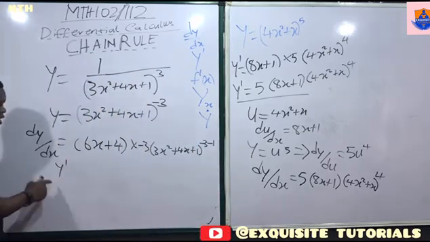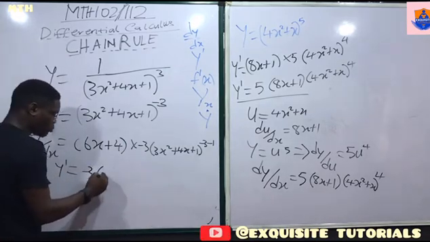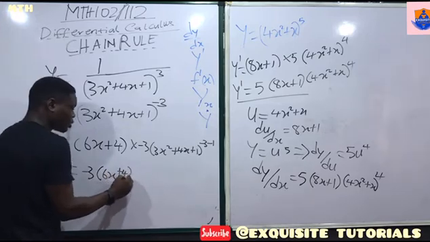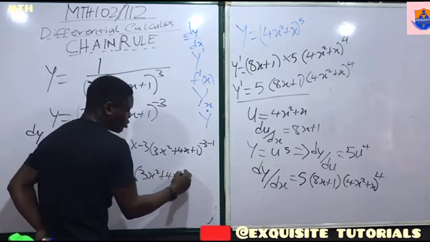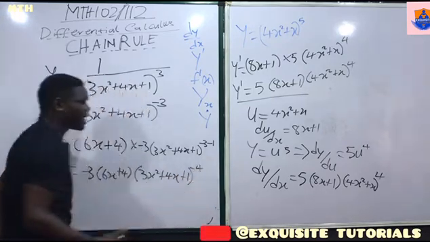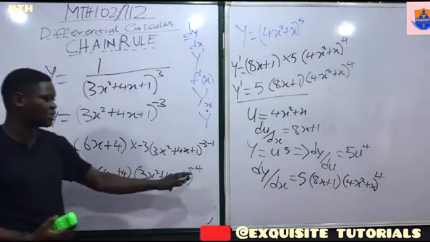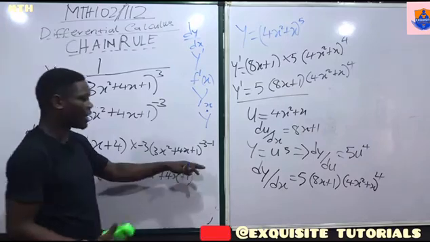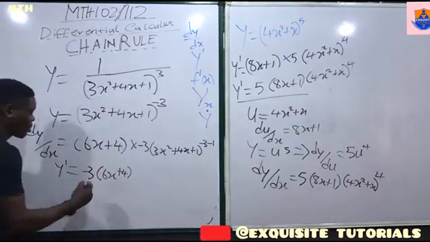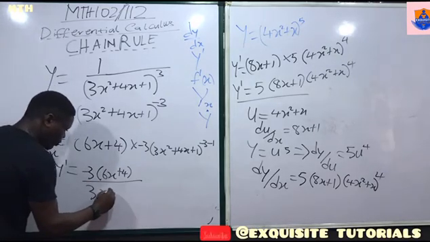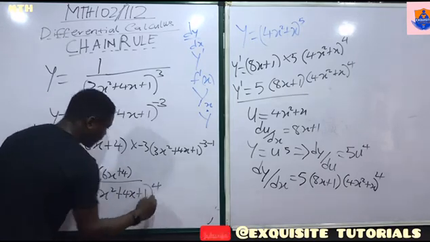So our dy over dx, which can be written as y prime, would be minus 3, open bracket, 6x plus 4. Then open bracket, 3x squared plus 4x plus 1 raised to power minus 4. Minus 3 minus 1 is minus 4. So if I don't want to write it in this form, because there's a negative power here, I can bring this negative power downward so that I will have 3x squared plus 4x plus 1, everything raised to power 4. So I brought it down.